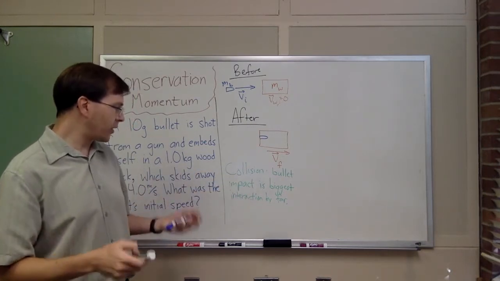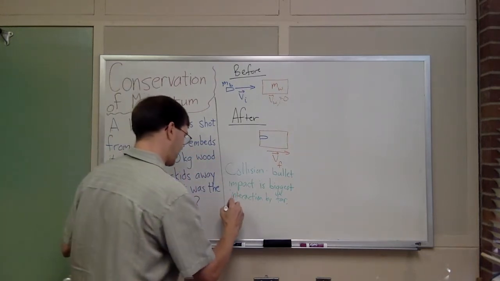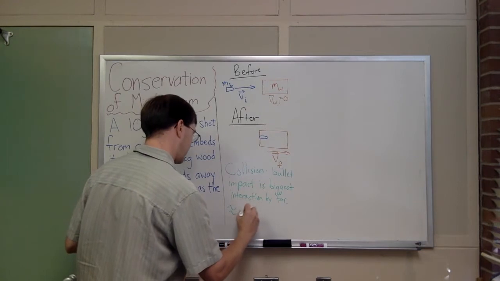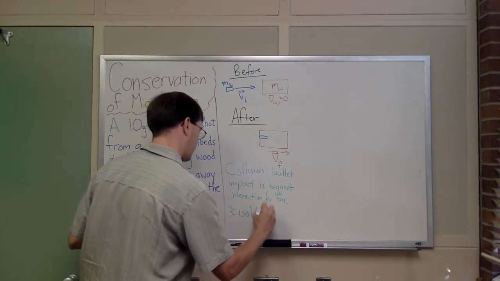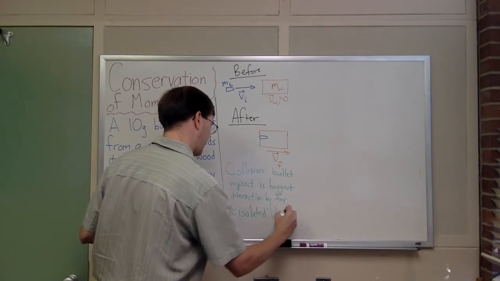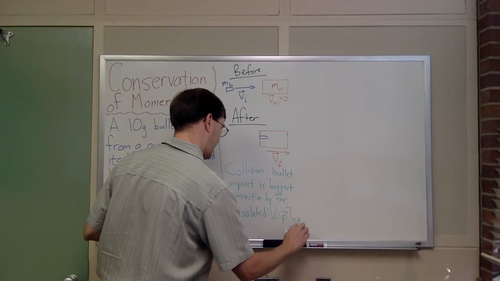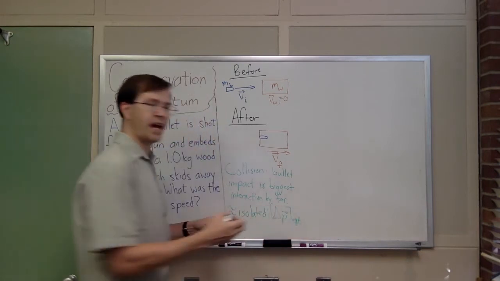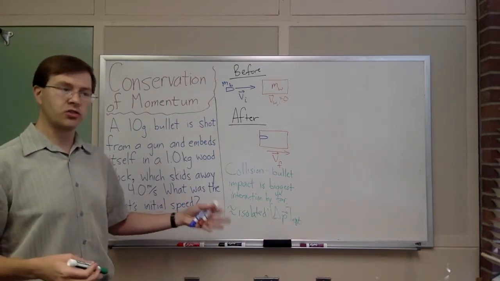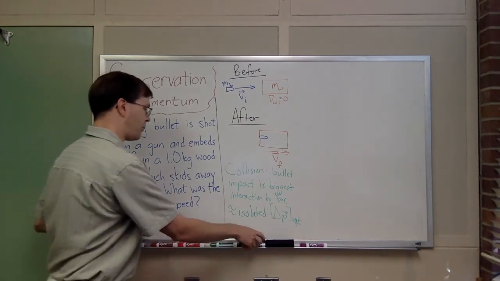The bullet's impact is going on, so we can use this as an isolated system. So it's approximately isolated, which means that there's no significant external transfer of momentum, no significant external impulse involved in this problem. So okay, we've got that.